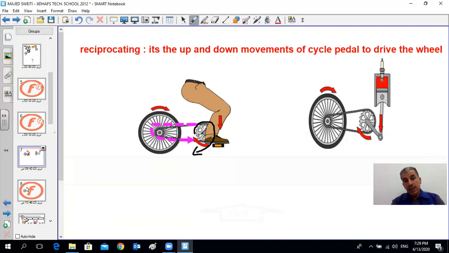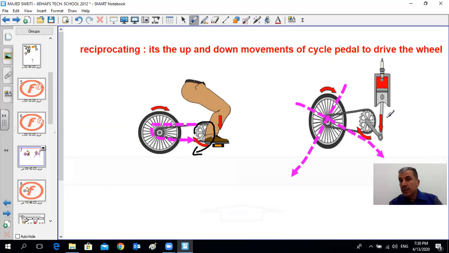Now, if the chain drives, it will drive other gears fixed with the wheel. So this will rotate the wheel, and when the wheel rotates, it will drive. This is the idea of the bicycle. In the engine, we have the same, but in the engine, there is no need to drive the wheel.